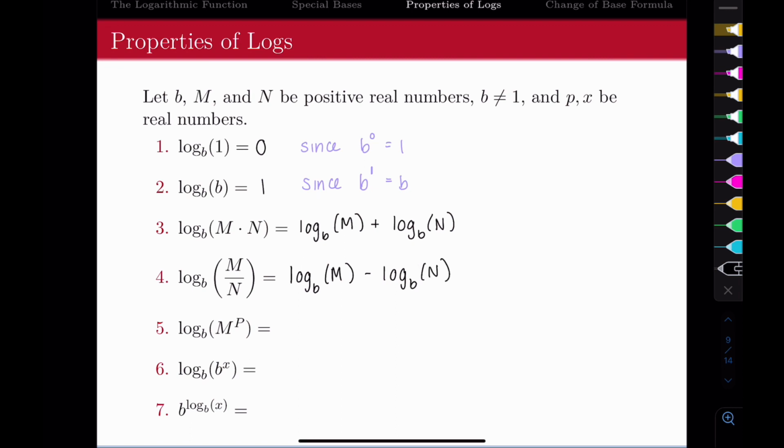If we have a power, so remember if you took a power to a power it turned to multiplication, what's going to happen here is the powers pop out front. So this is going to be the power times log base b of m. Okay. So these three rules all just follow from our exponent rules.